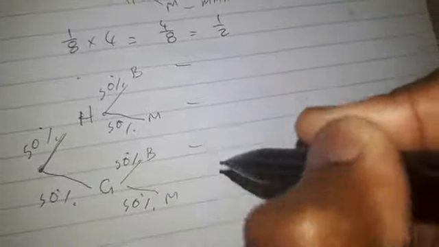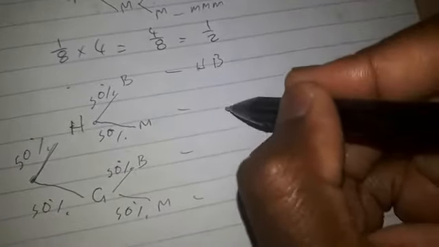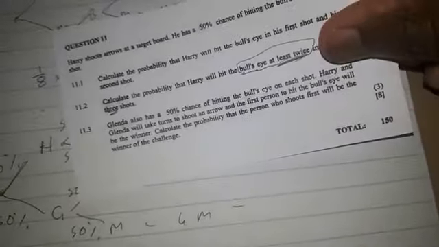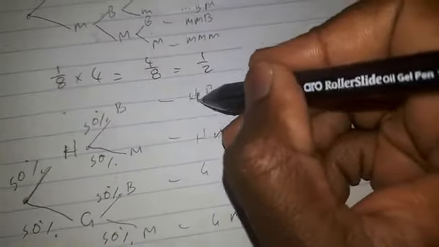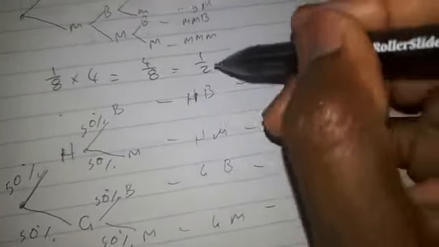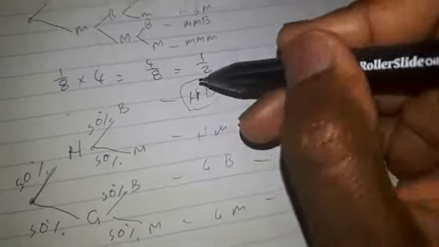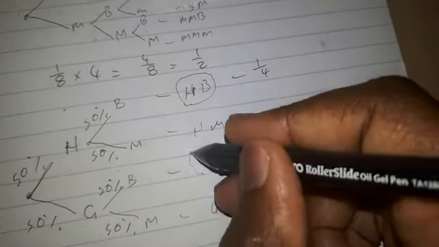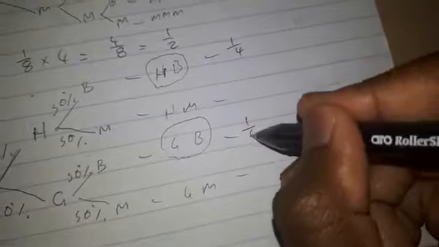Now, these are the outcomes. Bullseye and it was Harry, missing and it was Harry, bullseye and it was Glenda, missing and it was Glenda. Now they asked, what is the probability that the person who shoots first will be the winner of the challenge? Let's check the probabilities of hitting a bullseye if you shoot first. If he shoots first, the chance that he hits a bullseye is just a quarter. If she shoots first, the chance that she hits a bullseye is also just a quarter.